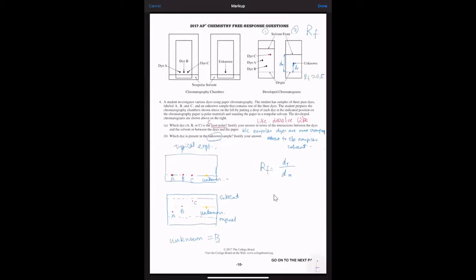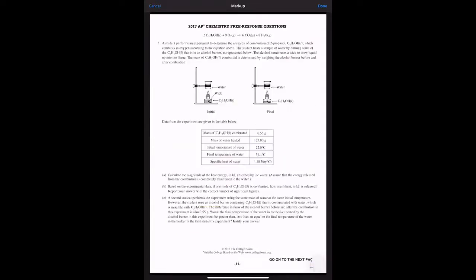This is just an estimation. Similarly, you are going to do the estimation for the standards, and you will find that for dye A, this is the distance A traveled, and this is the front line. So this is dm prime, and this is dA probably. So the RF value of A is also roughly 0.5. So now let's come back.